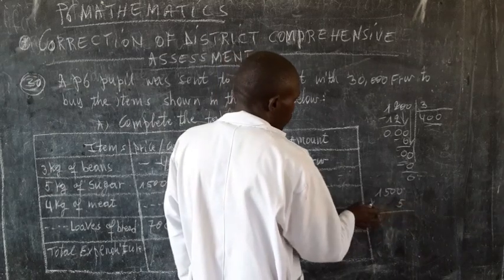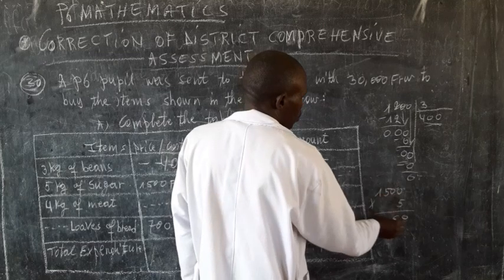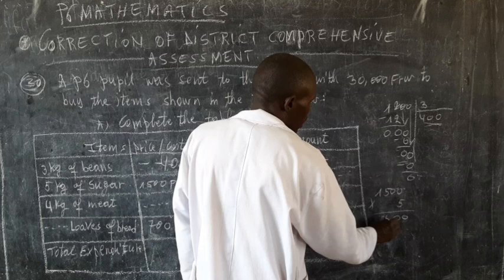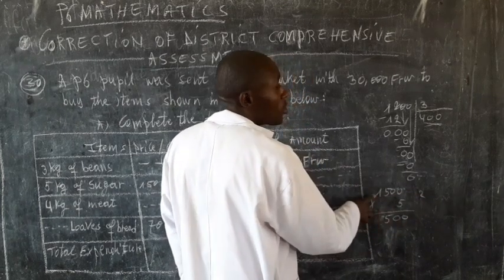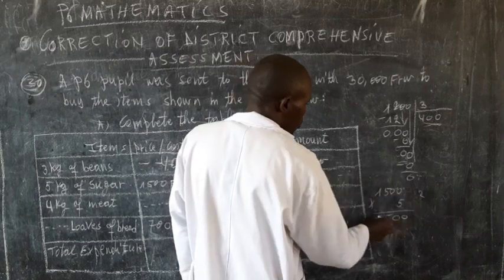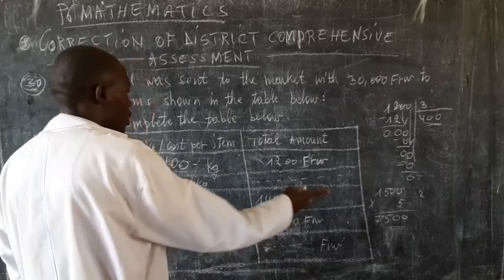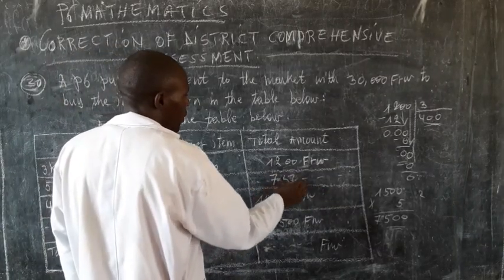5 times 0 is equal to 0. 5 times 0 is equal to 0. 5 times 5 is equal to 25. When we write 5, I carry out 2. 5 times 1 is equal to 5 plus 2 is equal to 7. This is the final answer. That is the total amount. It is equal to 7,500.